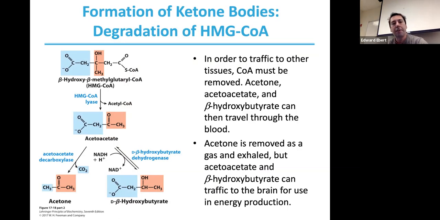All right. So we make our HMG-CoA, which we're going to see in fatty acid synthesis. So that sort of makes sense, that if we're reversing that last step of the fatty acid oxidation, that's going to be our first step in synthesis. But rather than synthesizing lipids, we're going to remove acetyl-CoA and then produce these ketone bodies.